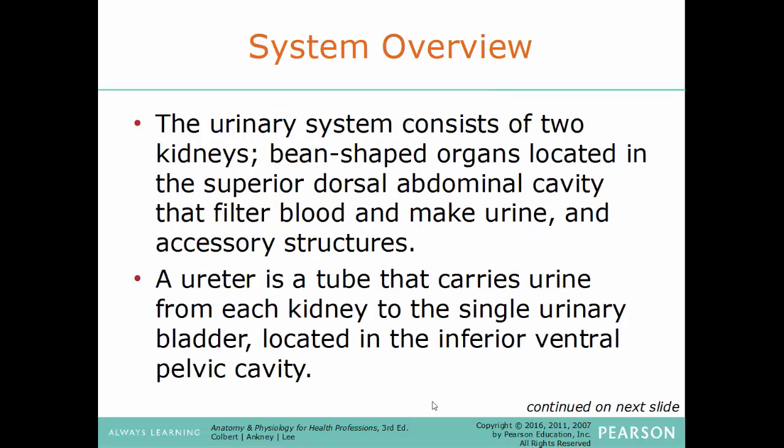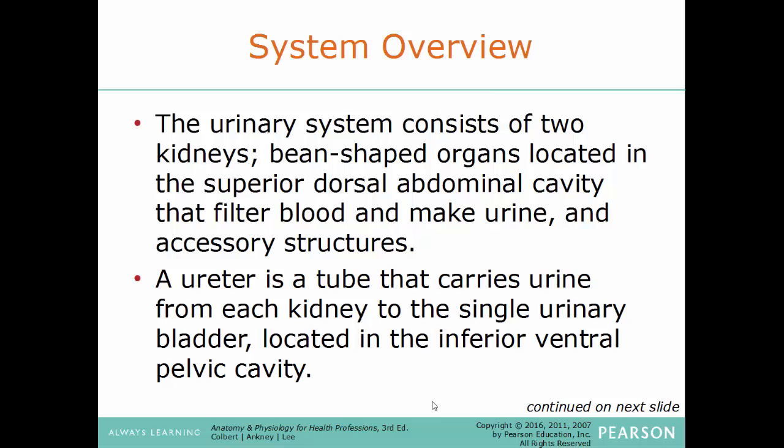Alright, we'll start with a system overview. The urinary system consists of two kidneys. These are bean-shaped organs located in the superior dorsal abdominal cavity that filter blood and make urine. And also they have accessory structures.